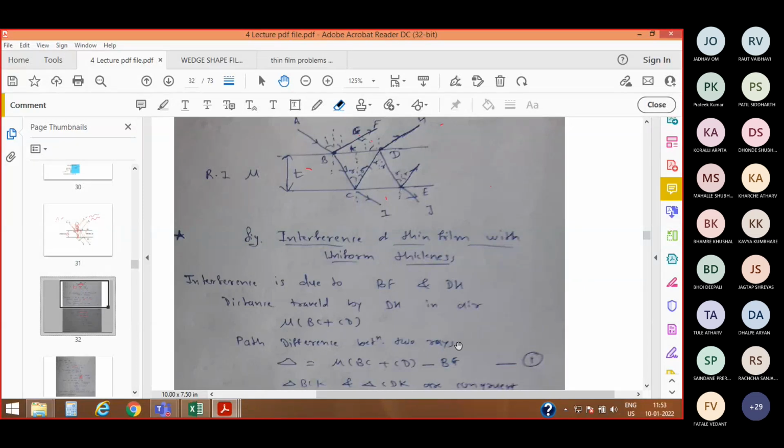The path difference between two rays. So this is R1 and R2. This is your R1 and R2.